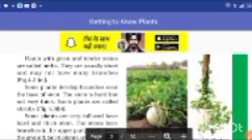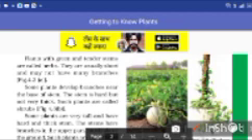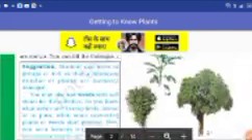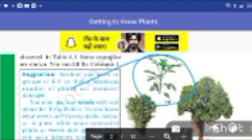Now, next slide. The next slide talks about plants with green and tender stems are called herbs. They are usually short and may not have many branches. So in figure 4.3a, you can see it shows about the herb.